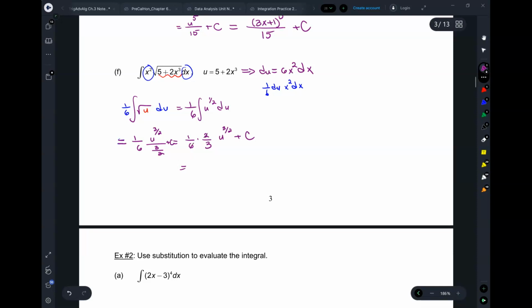Okay, so what do we get here? So this will be 1 over 9, right? 1 over 9, 2 over 18, which is 1 over 9, and then the u was 5 plus 2x cubed to the 3 over 2 plus c. And that was the last time I gave you the u. From now on, I won't give you the u anymore. And we have to figure out the u ourselves.